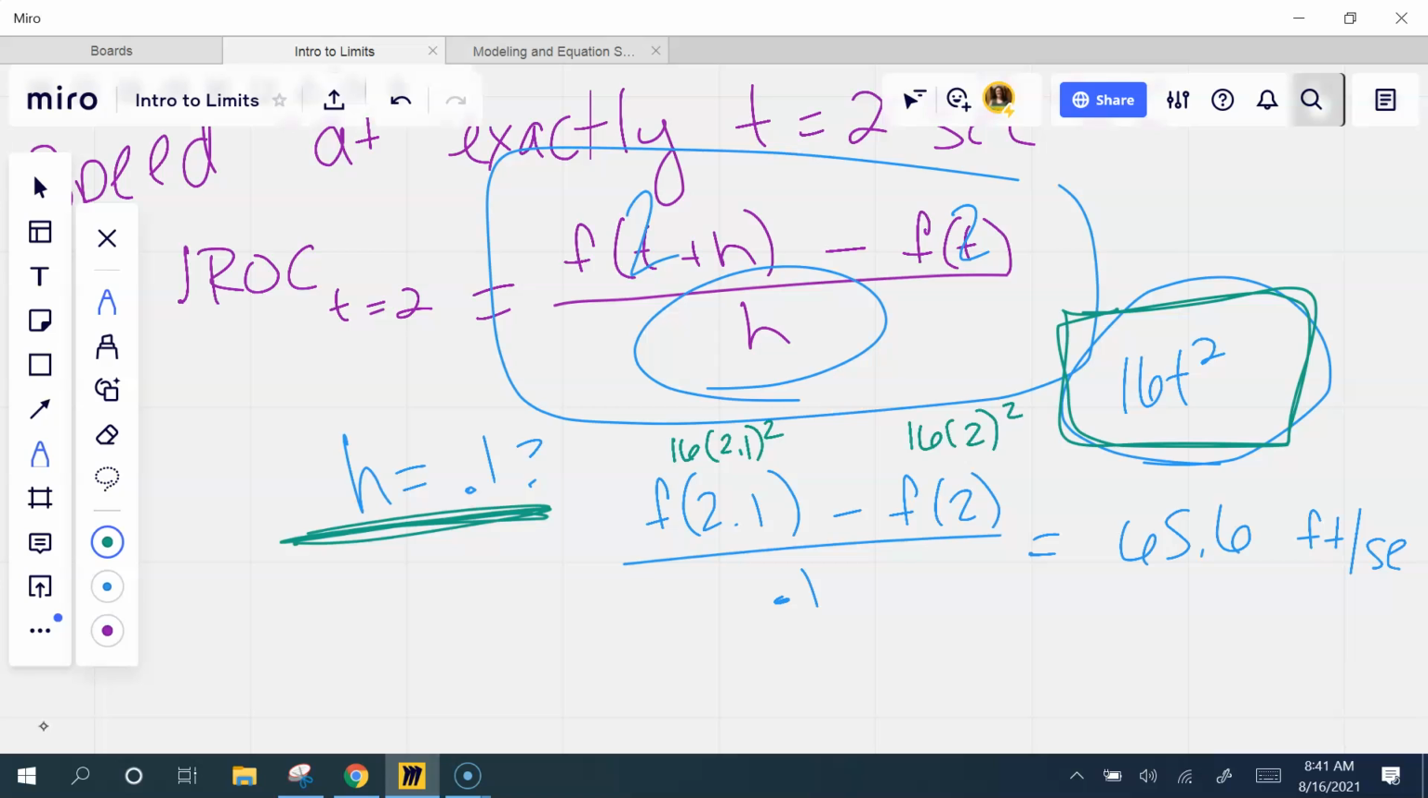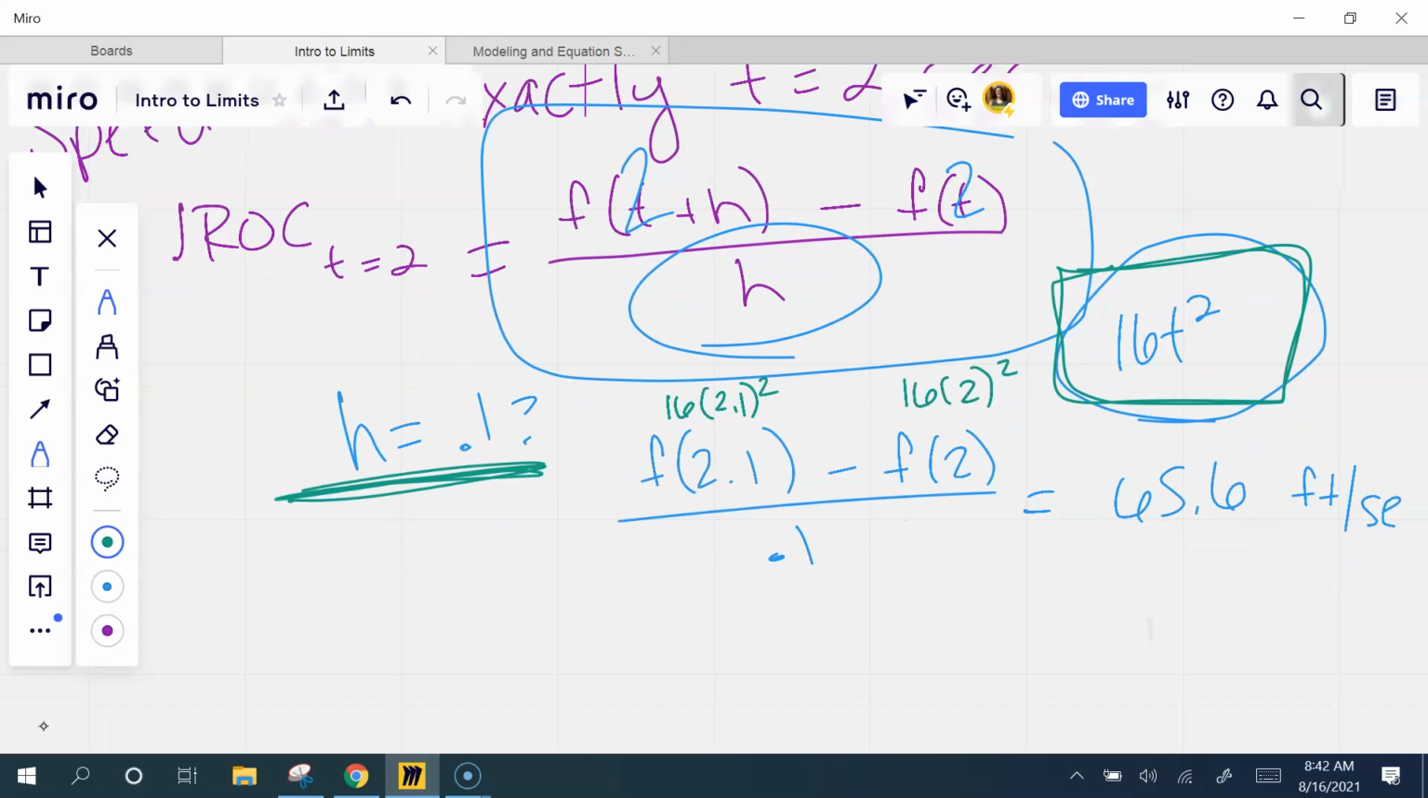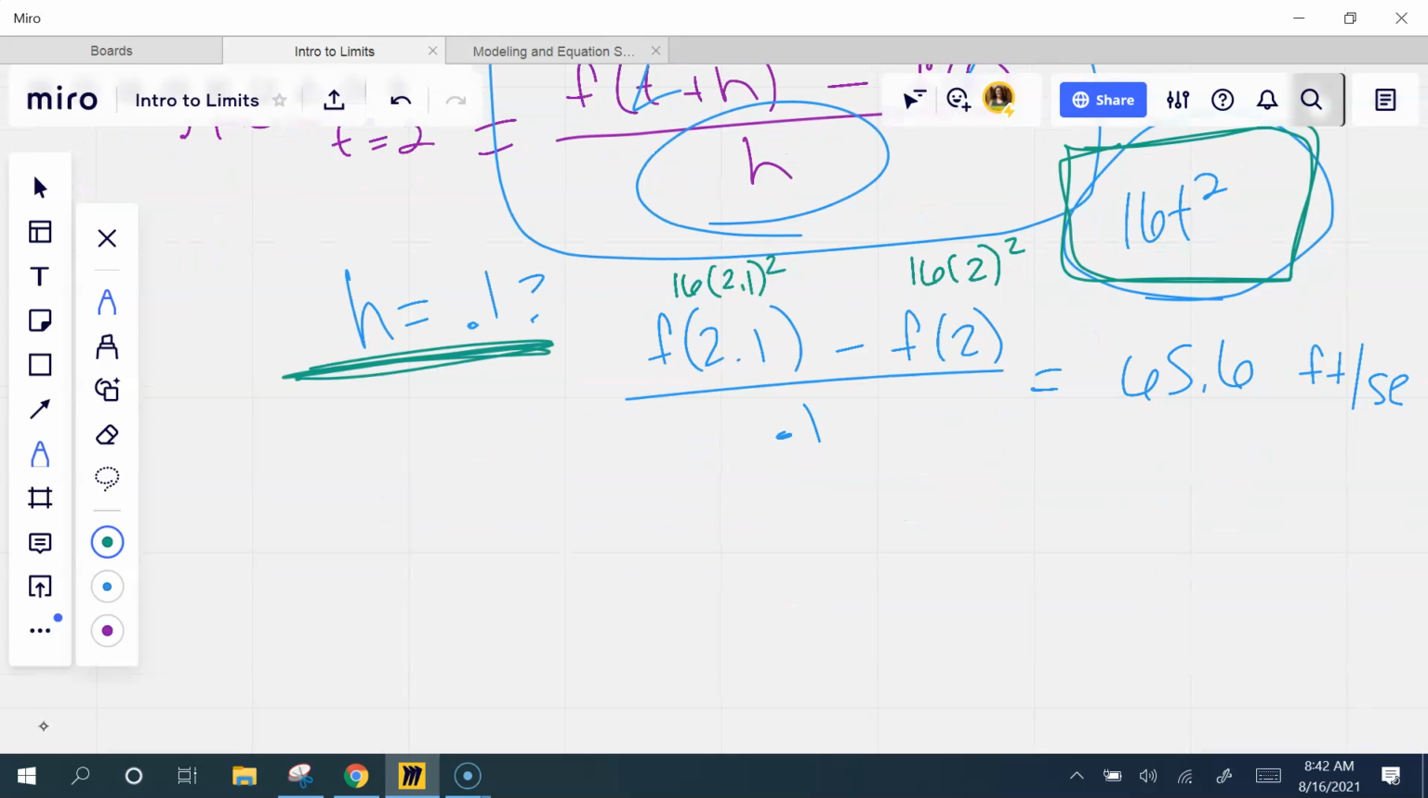Should we plug in another one? What should I plug in? 0.3? That's bigger. What are we trying to accomplish here? We're trying to get as close to 0 as we can. So I would try something smaller.